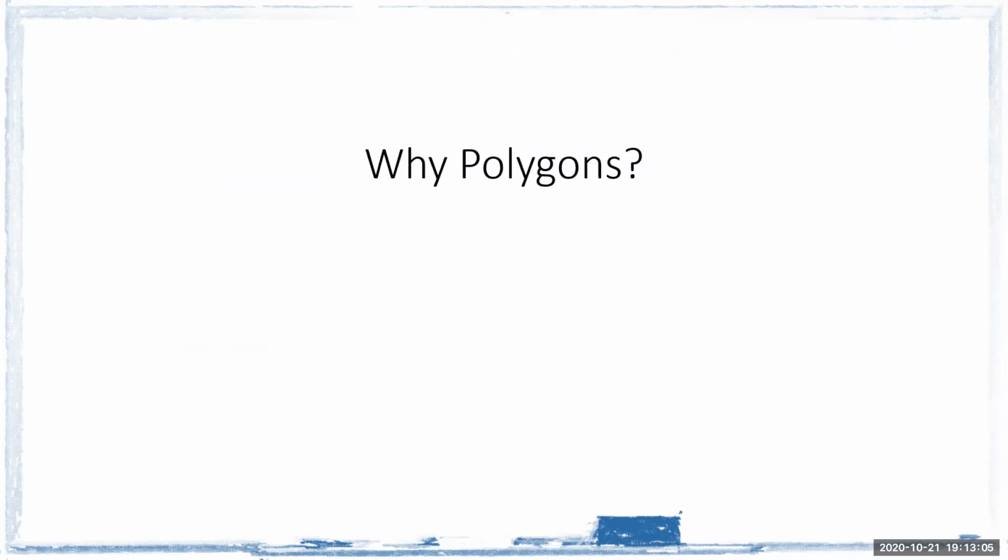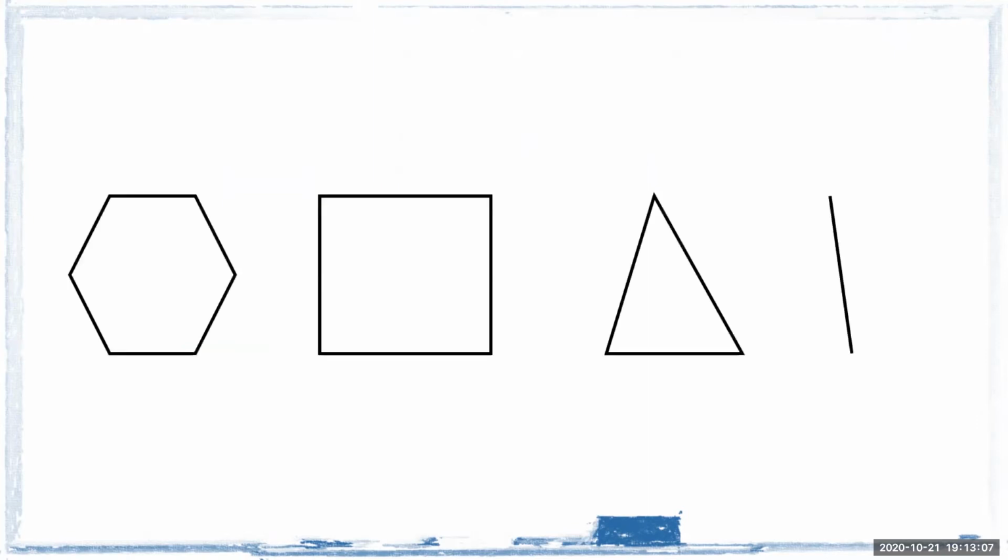So why do we use polygons? That should have said why triangles. So the polygon that we use is triangles. We have a few different options of polygons, a lot of different options of regular polygons. We could use a hexagon, we could use a square, we could use a triangle. Maybe we could even use a line.